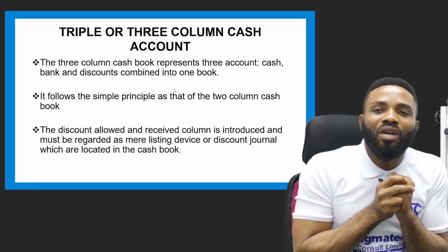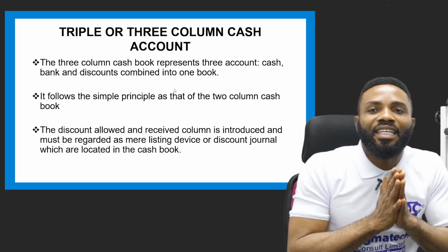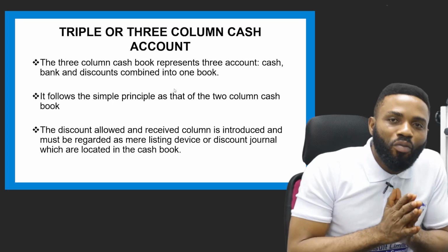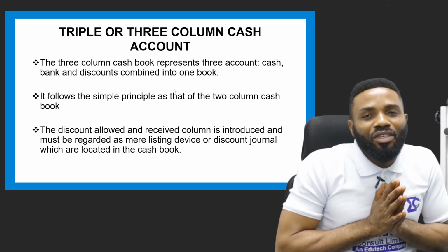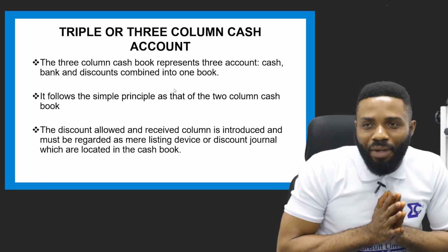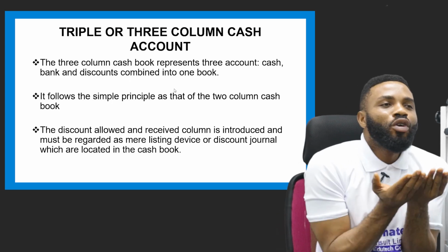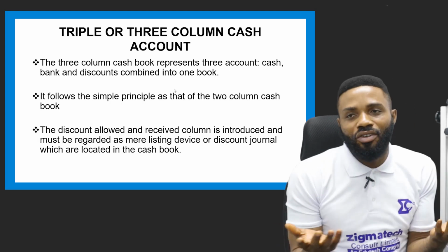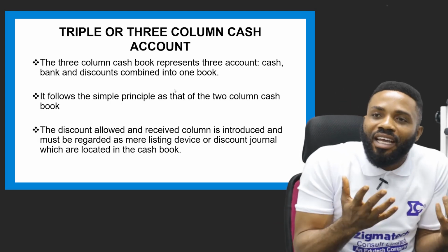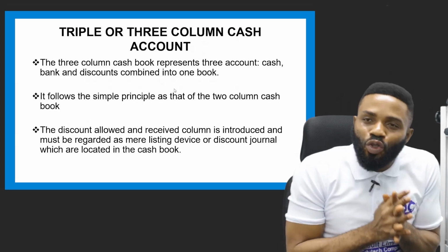But in 3-column cash book, there is nothing like that in discount received column and discount allowed column. What we as accountants are looking for, we are not looking at the balance. We want to look at how much we have received as discount and how much we have paid as discount. Because no matter how stingy a company is, you cannot do without discount.